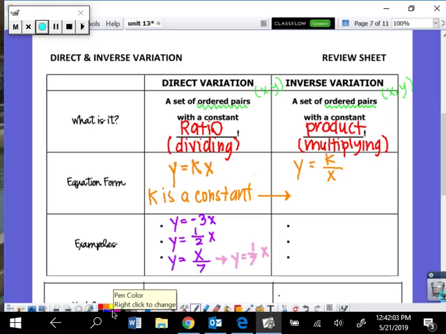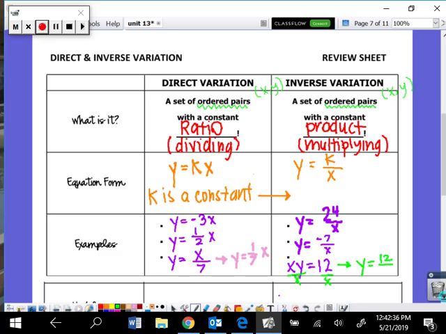Then we have inverse variation. So for inverse variation, some examples, we want k on top of x. So we might have y equals 24 divided by x, y equals maybe like negative 7 divided by x. You could even have something like this, x times y equals 12. For this one, if we solve for y, we would be dividing by x. So this equation would really be y equals 12 divided by x. So notice it does look the same. So anytime for both of these, you want to solve for y to get y by itself.